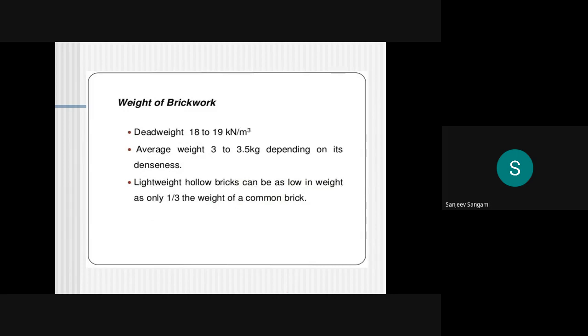Then the weight of the brick, normally dead weight, is 18 to 19 kilonewton per meter cube. The average weight will be 3 to 3.5 kg depending on its dimensions. Lightweight hollow bricks can also be used in some of the works. It is normally one third of the weight of the common bricks.